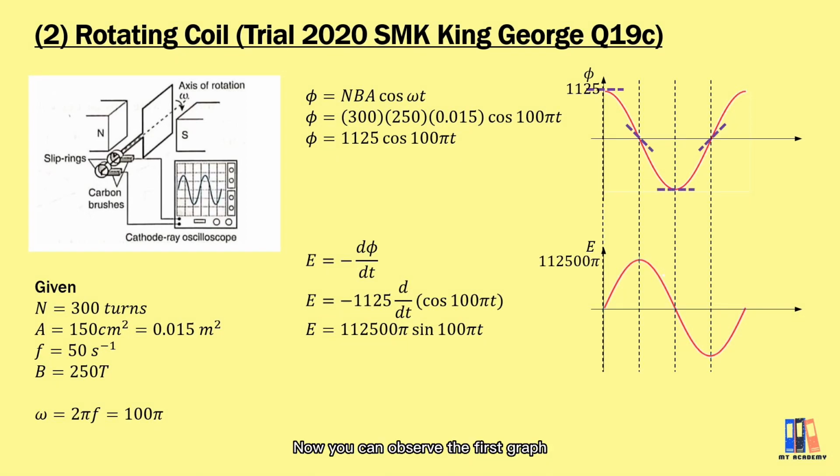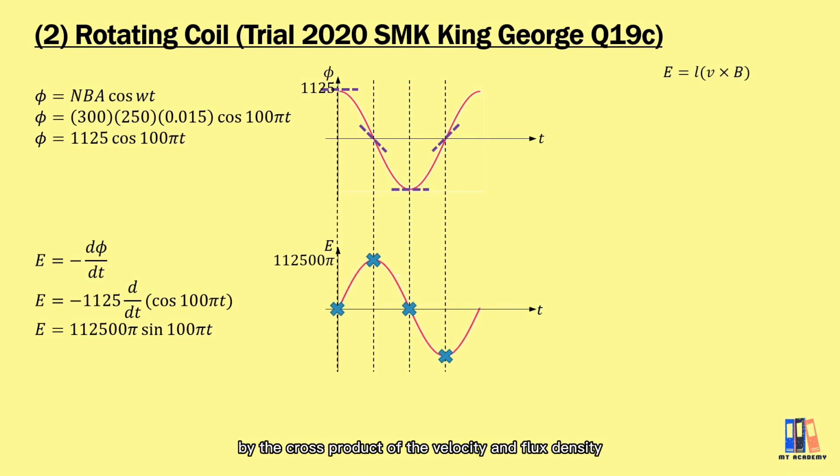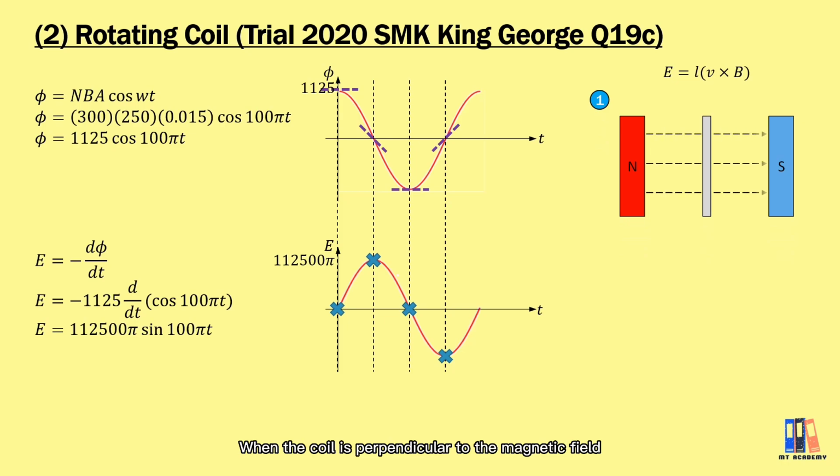Now you can observe the first graph, that the gradient at each point in this graph represents the negative of the induced EMF. So from the graph, we can also link to what we discussed previously about the magnetic flux linkage and the induced EMF. We have learned that the induced EMF can also be obtained by the cross product of the velocity and the flux density. When the coil is perpendicular to the magnetic field, the magnetic flux linked to the coil is at maximum value, which would be 1125 Weber in this case.